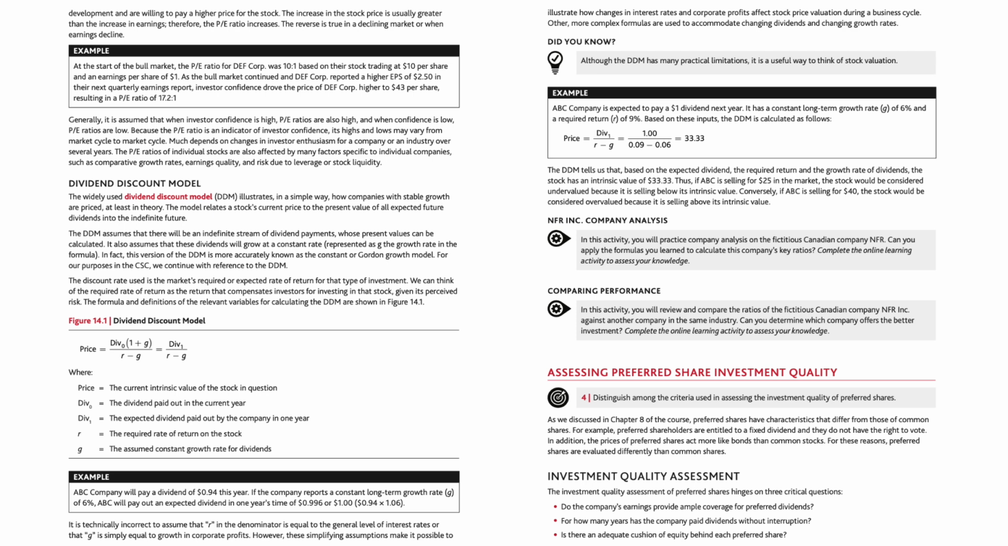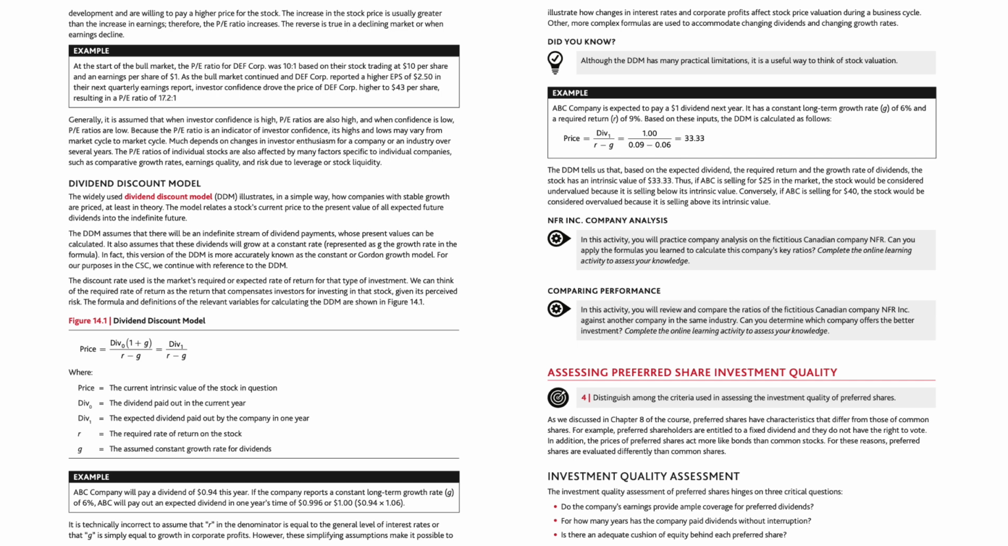It also assumes that these dividends will grow at a constant rate, represented as G, the growth rate in the formula. In fact, this version of the DDM is more accurately known as the constant or Gordon growth model. For our purposes in the CSC, we continue with reference to the DDM. The discount rate used is the market's required or expected rate of return for that type of investment. We think of the required rate of return as the return that compensates investors for investing in that stock, given its perceived risk.